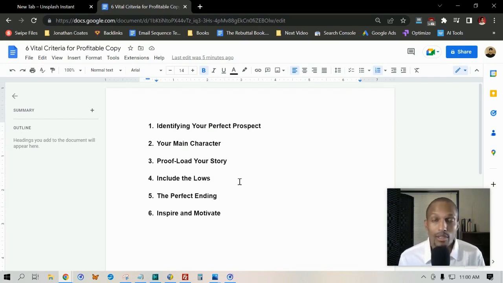So number two is our main character. Now, it's really helpful if we have a good main character that's relatable to the perfect prospect, someone who has some of the similar challenges and objectives that the person who is reading the story has gone through themselves. It makes the story that much more relatable. So that's the second element of our vital criteria here, is our main character, getting into who it is, whether it be yourself or someone else.